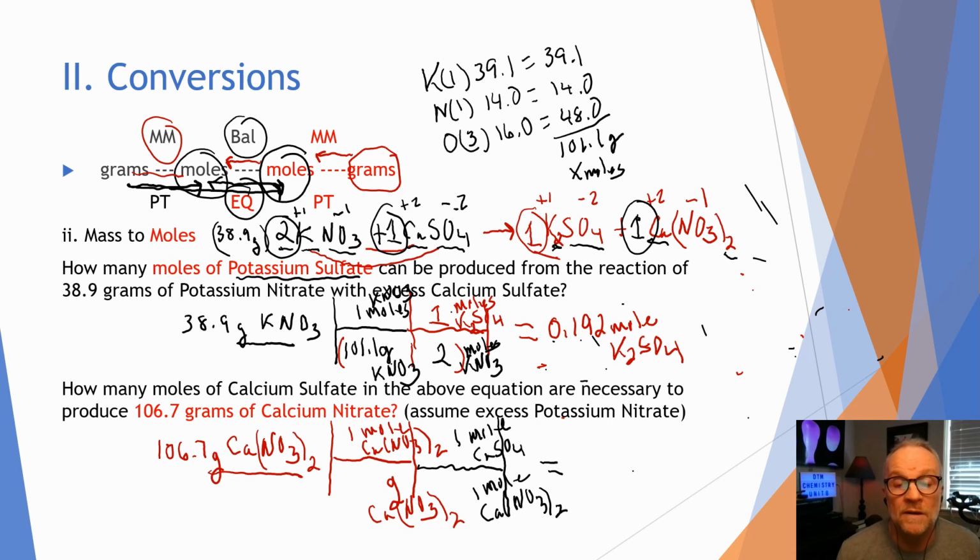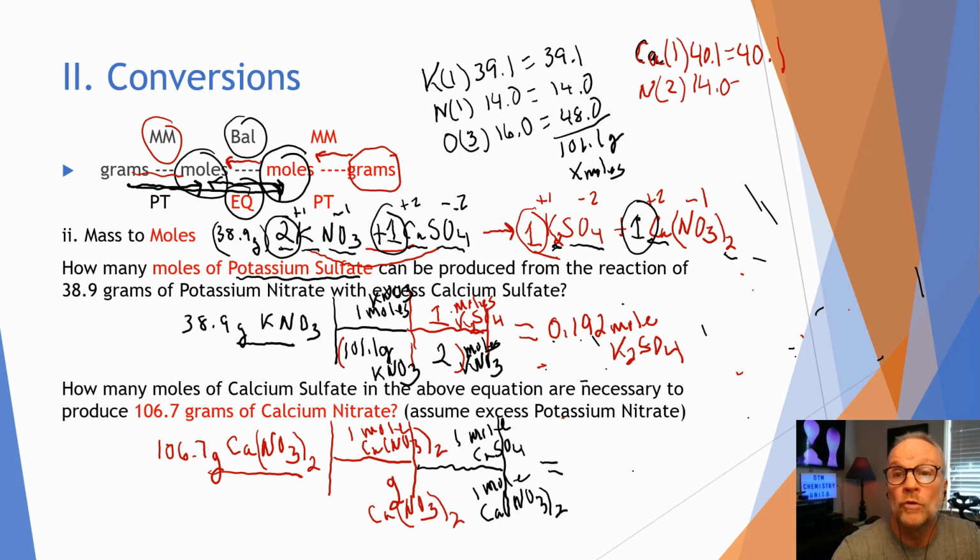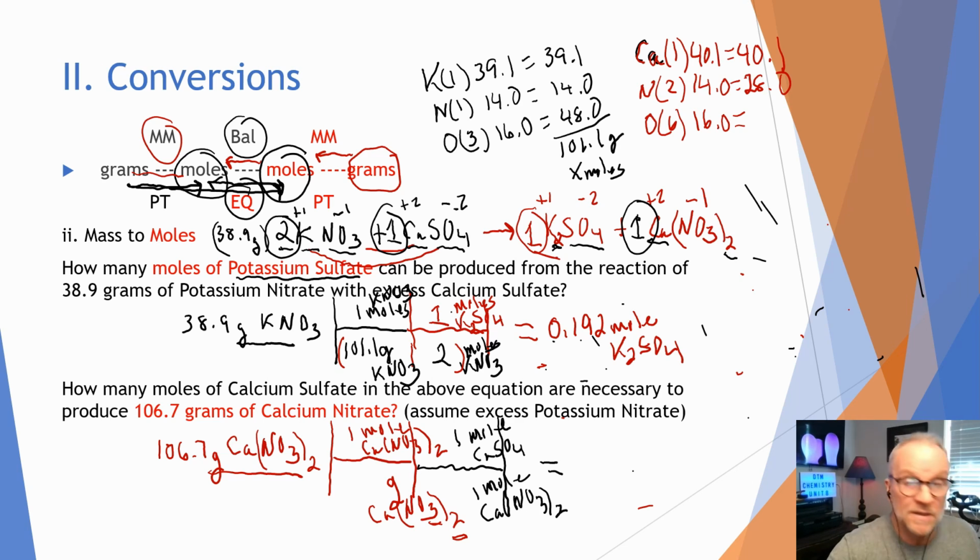Okay, so now we just got to figure out the molar mass of our calcium nitrate. So let's do that in red. We've got 1 mole of calcium, it's 40.1 grams per mole. And then we've got 2 moles of nitrogen, which are 14 grams per mole, which will give us 28. And then we've got 2 times 3, which is 6 moles of oxygen. 6 times 16 is 96. And when we add all those up, we get 164.1 grams. And that will go on the bottom.